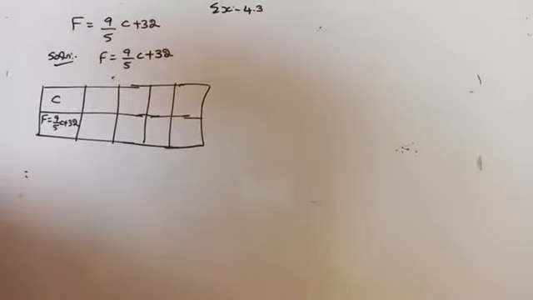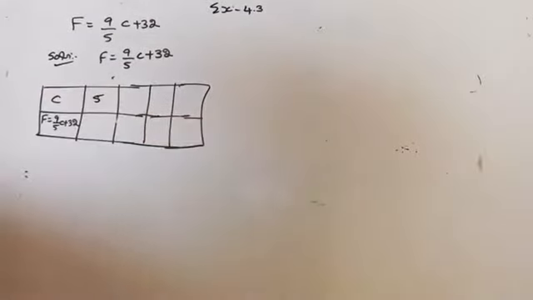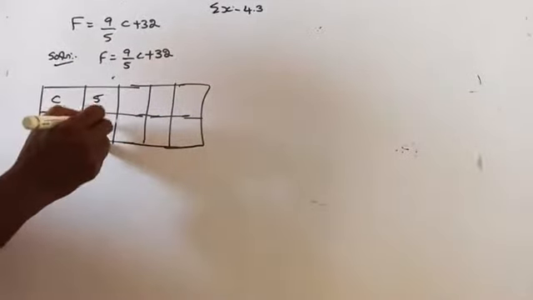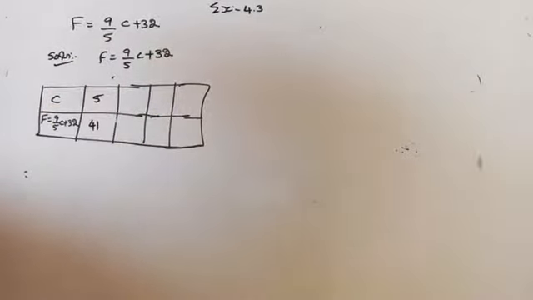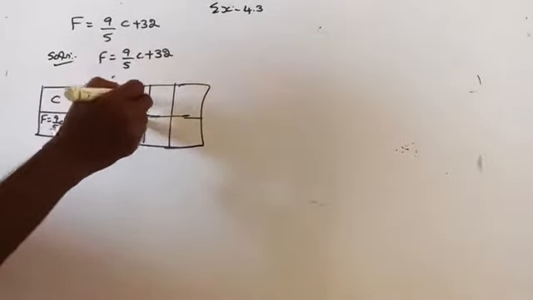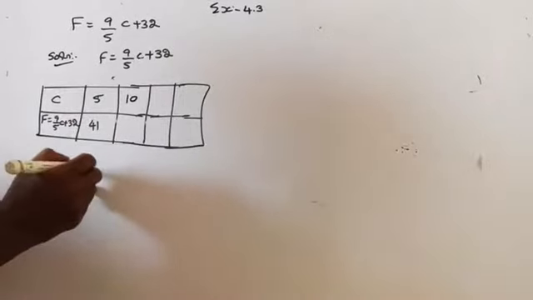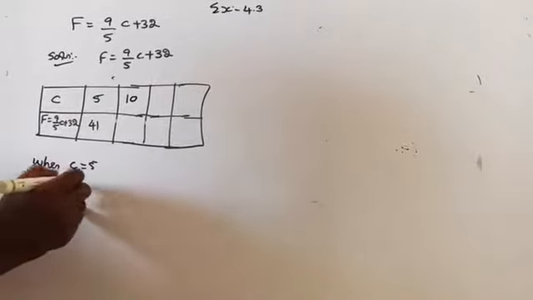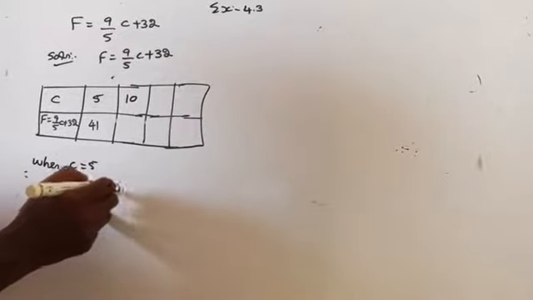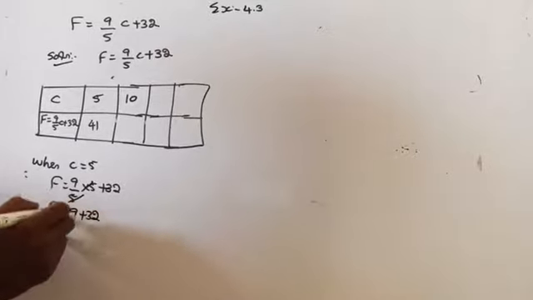Now when C equal to 5 degrees, 9 by 5 into 5, 5 by 5 we can cancel. So 9 plus 32 is 41 degrees Fahrenheit. When C equal to 5, F equal to 9 by 5 into 5 plus 32, 5 and 5 you can cancel, 9 plus 32 which is equal to 41. F is 41.